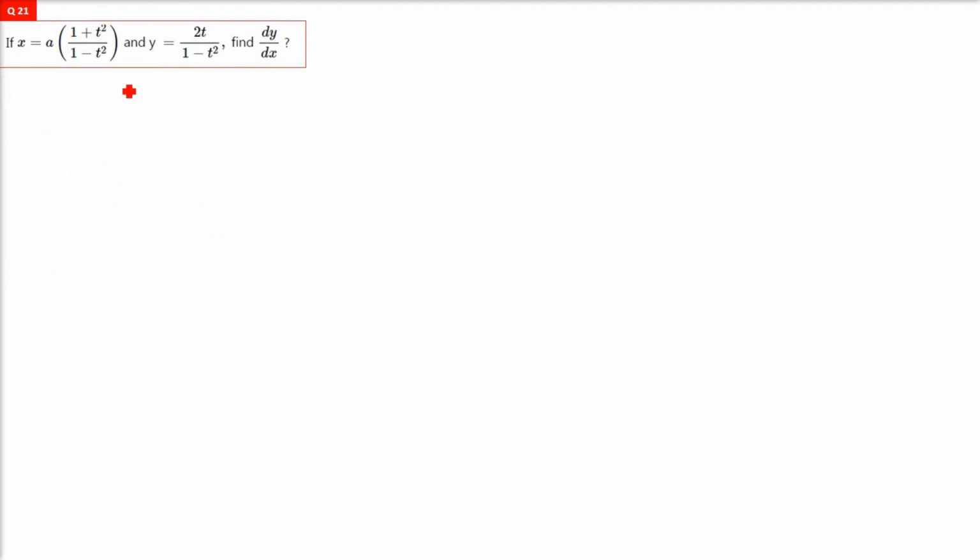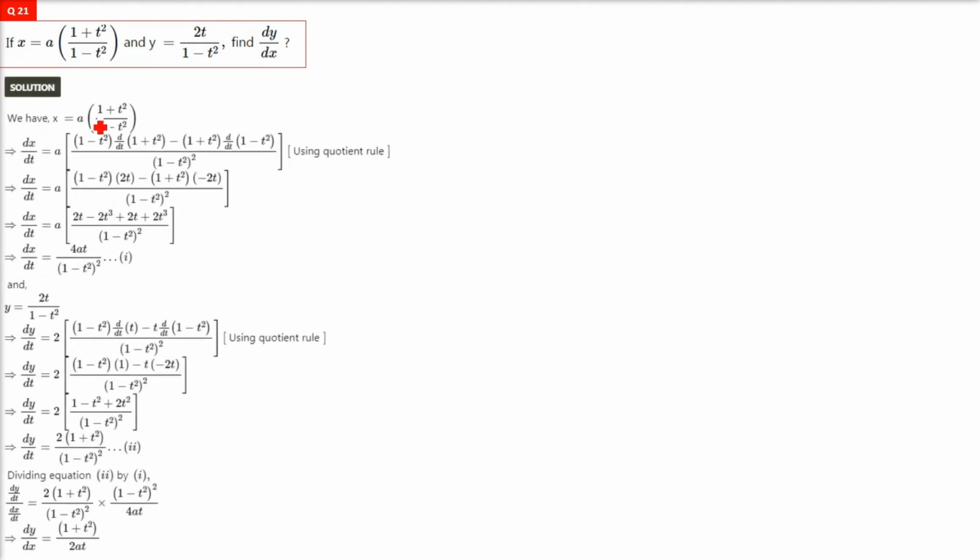So this question we have already done, and I hope you will be able to do it by yourself. I have given you the reference also. The quotient rule is to be applied here in order to solve this question. So let us start, for those who want to actually know how to do this. dx by dt I am doing. a we will use later.